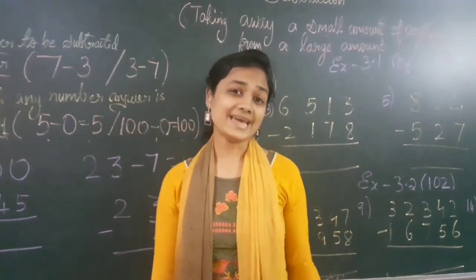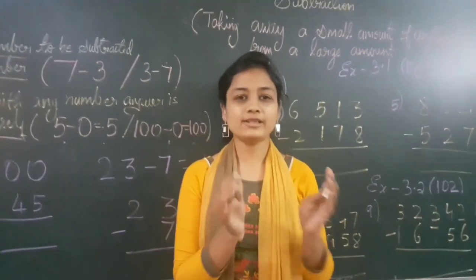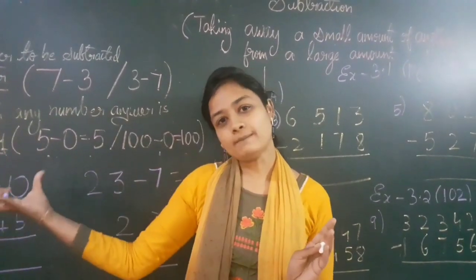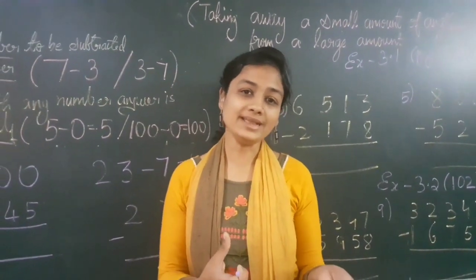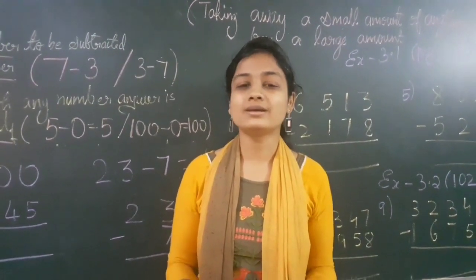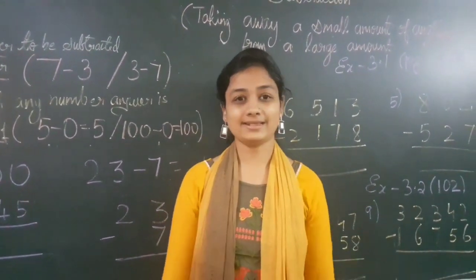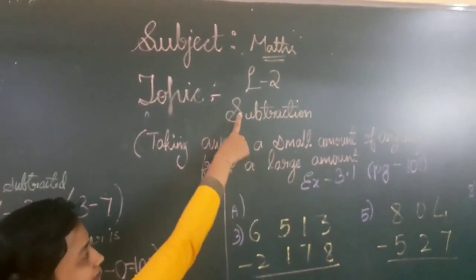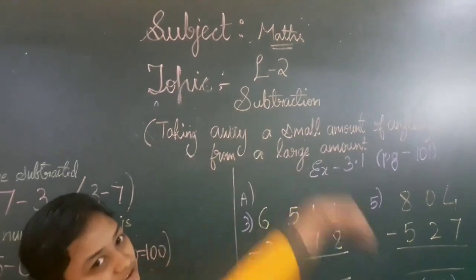So what did you see in the example there? We had some objects and we counted them first. We took away some and we counted the remaining, right? So what is this method? What are we doing here? Did you guess it? Yes, it is subtraction. So today we are going to start lesson 2, subtraction.